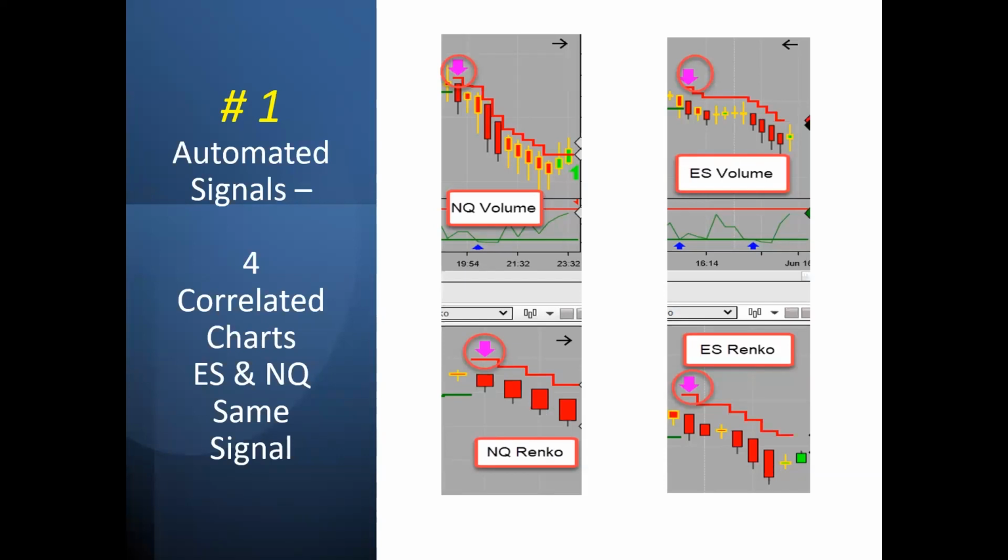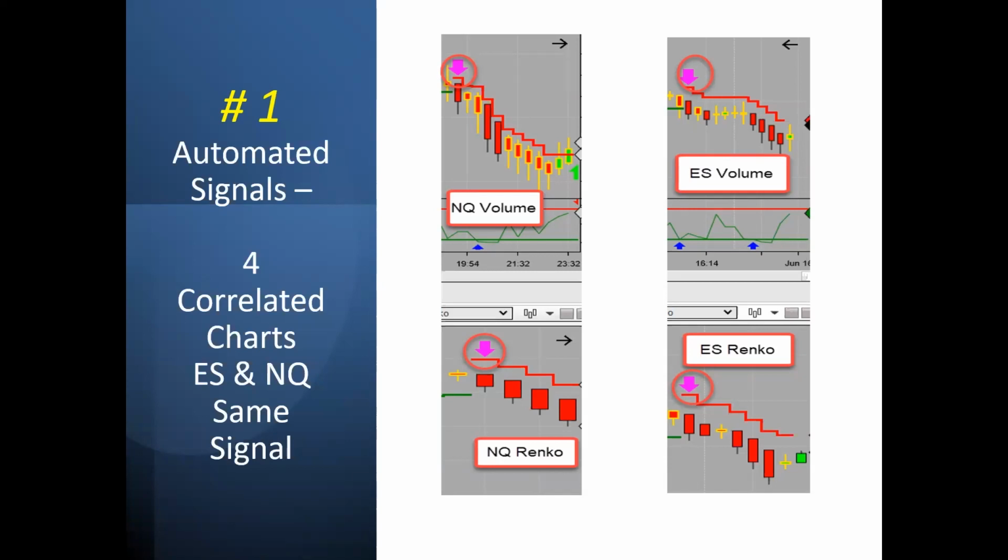All right, so we're going to talk about 5 different automated setups here today. The first one we're going to talk about is when we have 2 different correlated markets. The NASDAQ and the E-mini are extremely correlated. So on top, I've got volume charts of the NASDAQ and the E-mini. You can see I have magenta arrows on those screens. Those magenta arrows are indicating a sell signal.